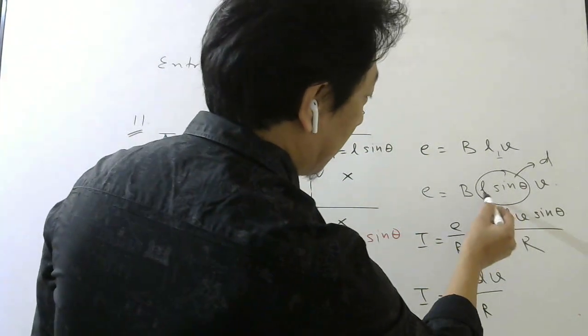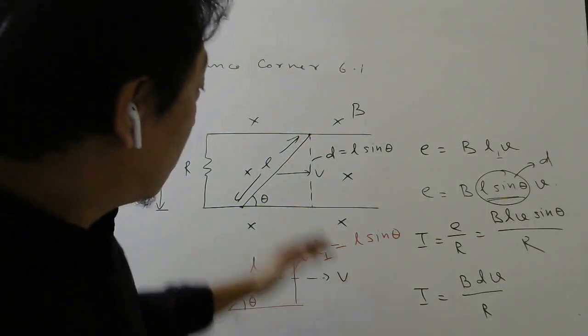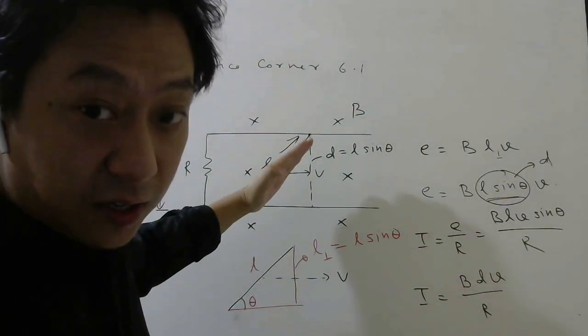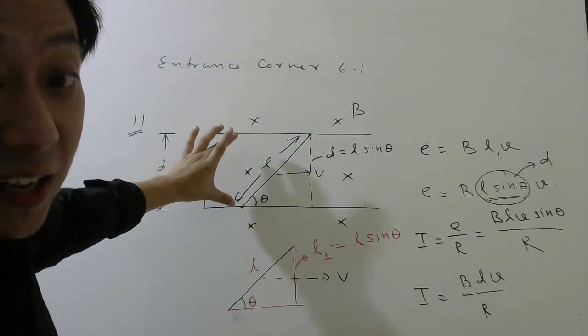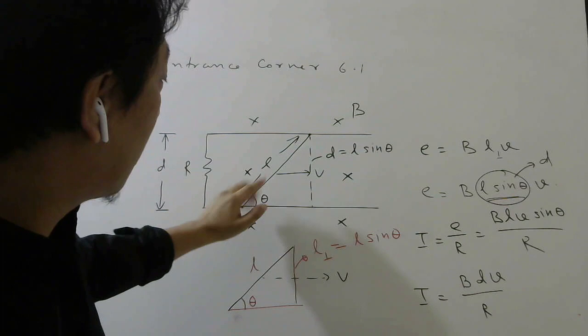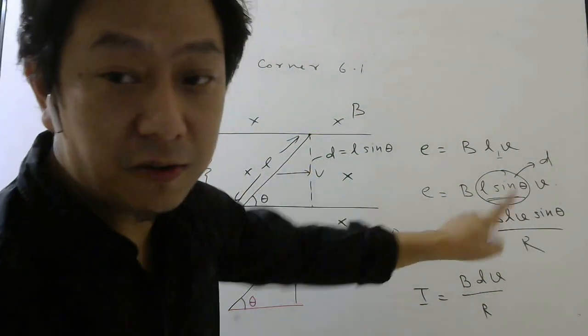Matlab, in place of L sine theta, you can write D. See, if the option is in terms of length of this conductor, then this is the answer. But option is in terms of distance between the rails, this D. So we have to try to write this D in terms of this L and substitute here.